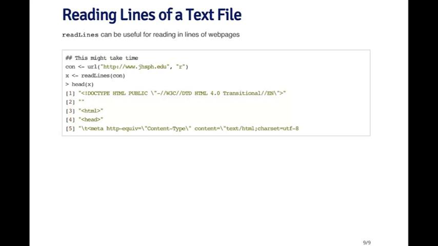So the url function is useful for creating a connection to a non-file object, and then using readLines is useful to read the text from that connection. This is another way to read data beyond using functions like read.table or read.csv.